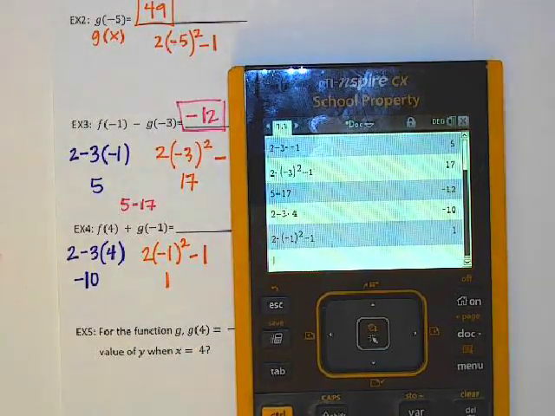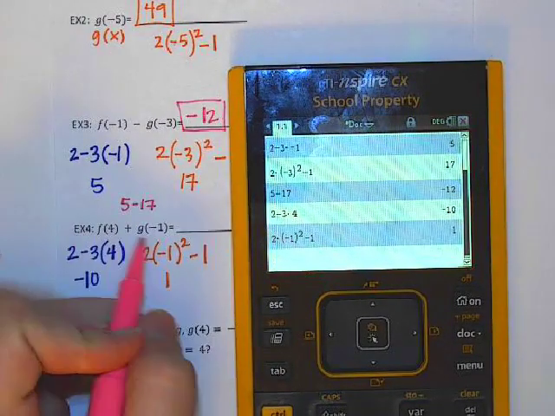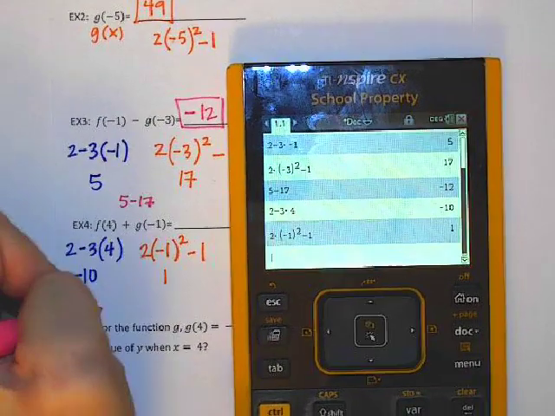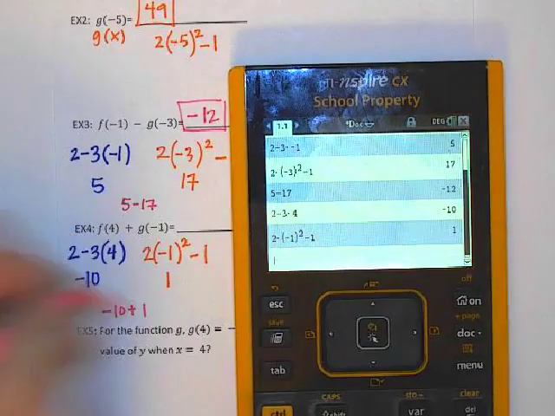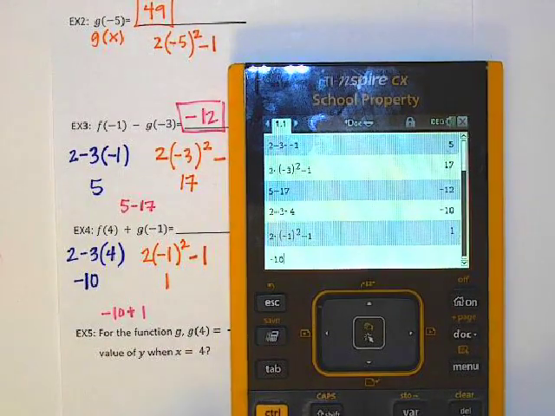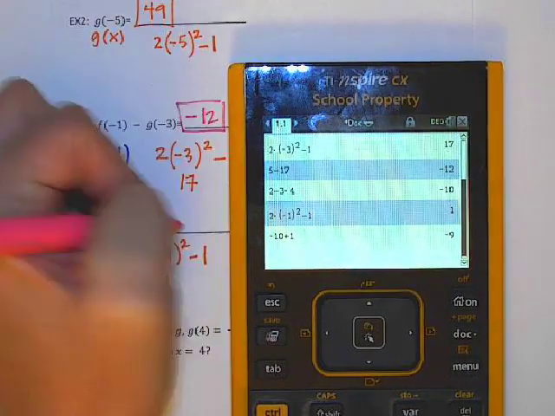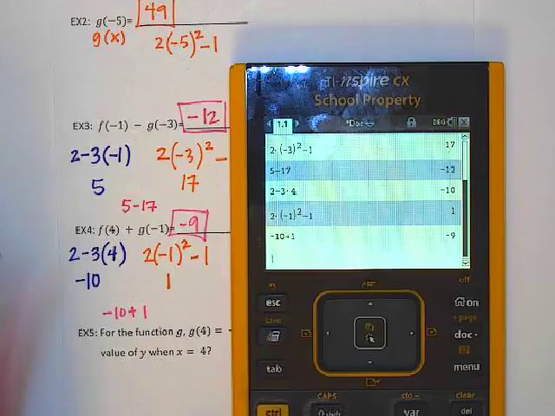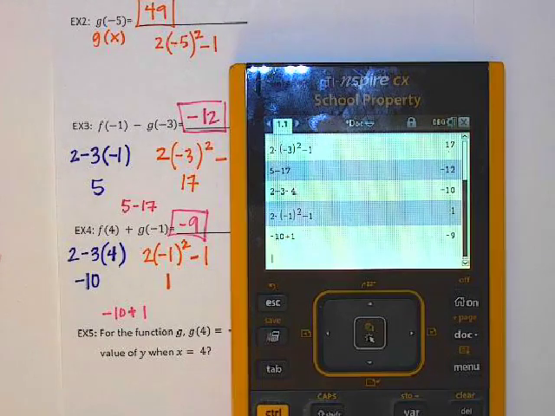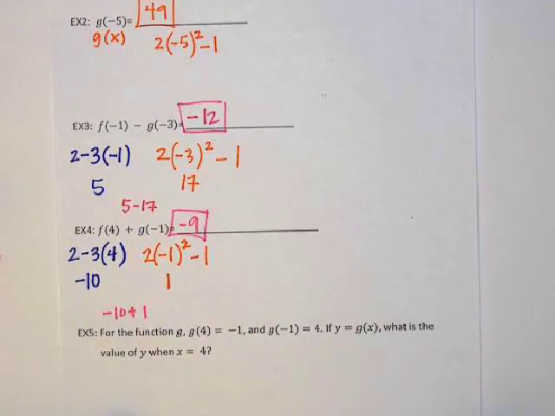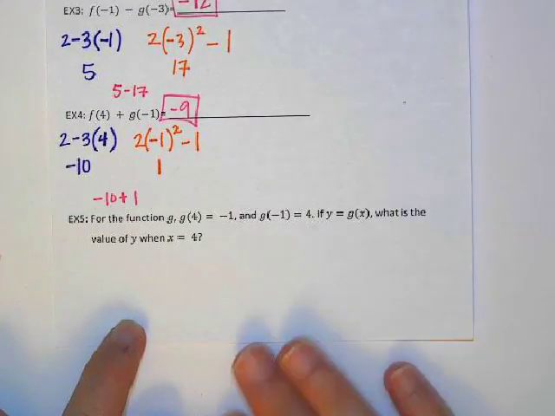Am I done? No. What do I have to do now? I'm adding, because there's a plus sign between them. I'm going to add them. So -10 plus 1 gives me -9. How are we feeling? Pretty good. Feeling good? One more? All right, we've got example 5.